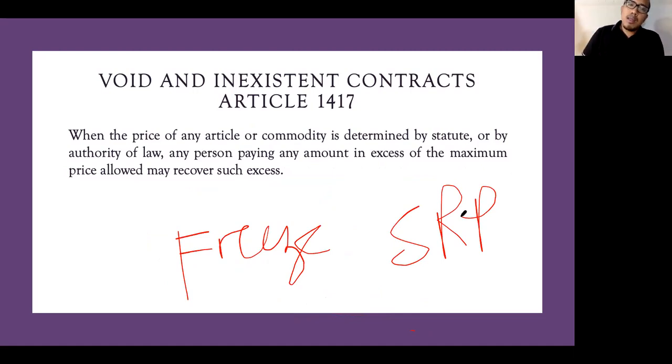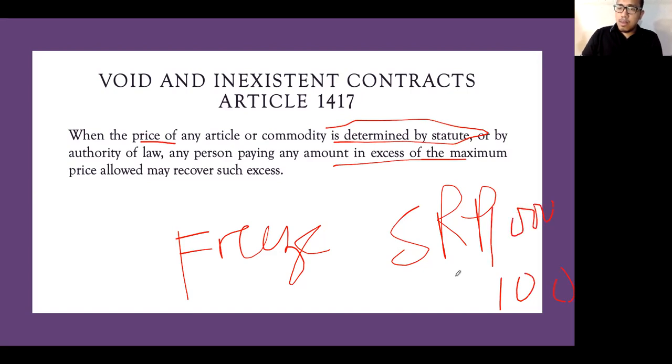So kapag merong yung presyo niyan ay merong ceiling or determined by statute, merong batas nagsasabi na ganito dapat ang presyo niya, the amount in excess is illegal and you may recover. So kunyari ang SRP ay 100 pesos lang, binibenta siya ng 1,000 sa'yo, illegal. Ang alin, yung 900 lang naman. So yung 900 pwede mo bawiin in accordance with Article 1417. Kasi lagpas siya doon sa presyong itinakda ng batas.